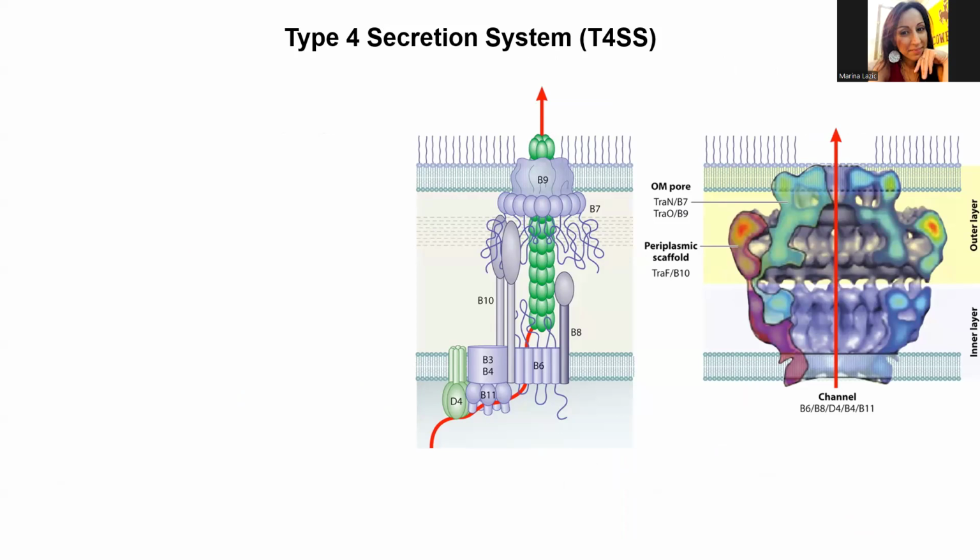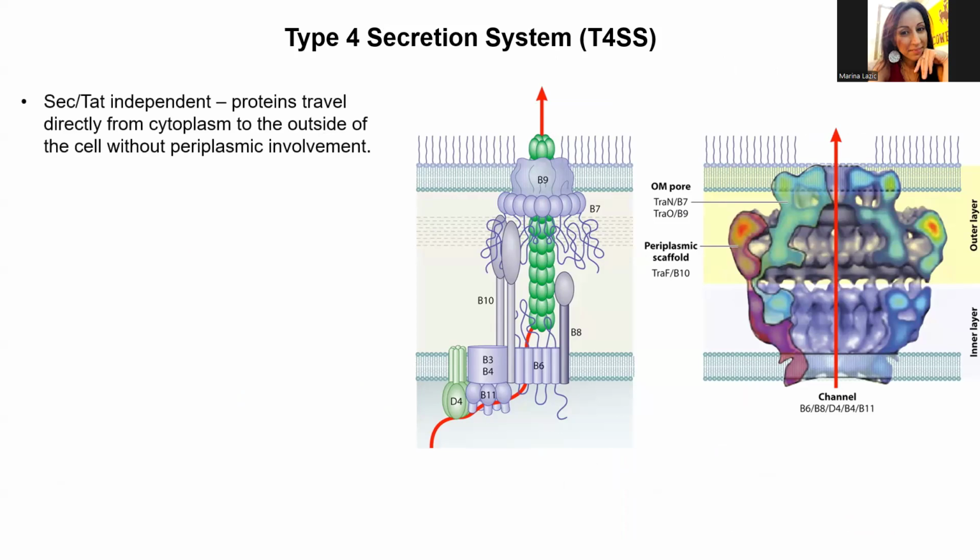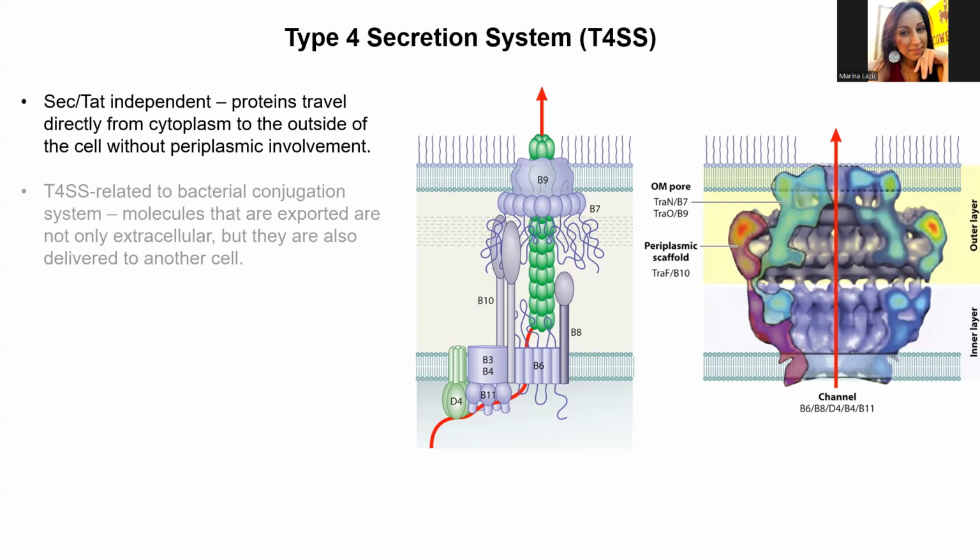The secretion system is independent from Sec. So proteins or DNAs are traveling directly from the cytoplasm to the outside of the cell without periplasmic involvement. So that's what distinguishes Sec-dependent and independent.